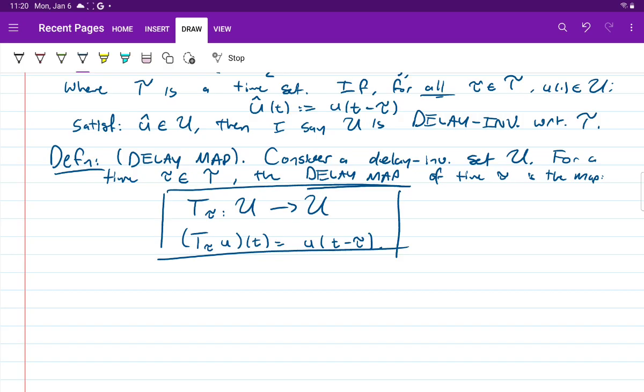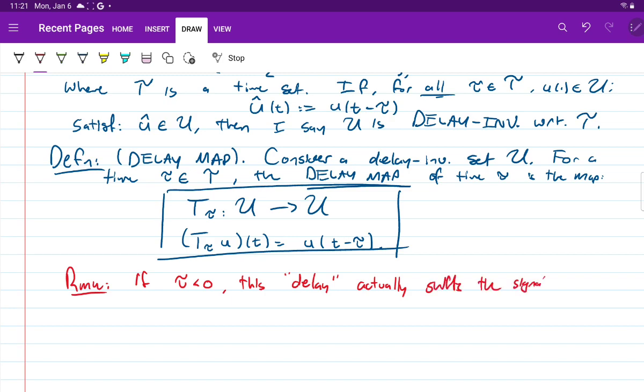Just as a quick side note, I want to highlight something. If tau is less than 0, this delay actually shifts the signal forward. So because of this little subtlety, make sure that you reconcile your intuitive definition of what the word delay means with what it means in this context. If we take a negative time, we're not really intuitively delaying a signal, we're actually shifting it forwards.